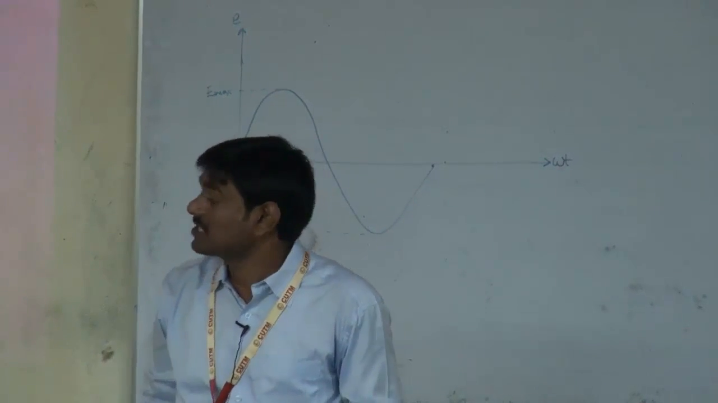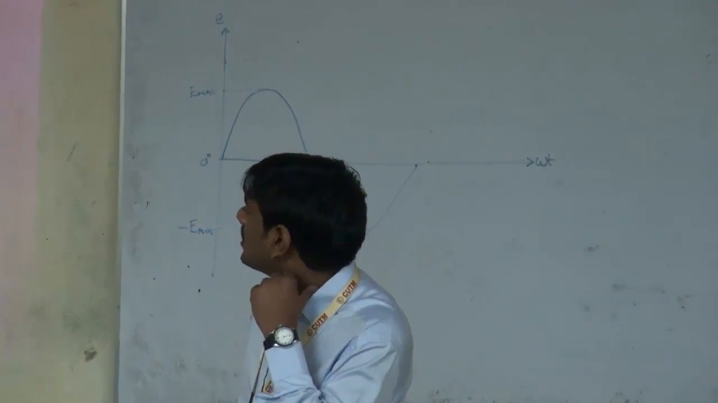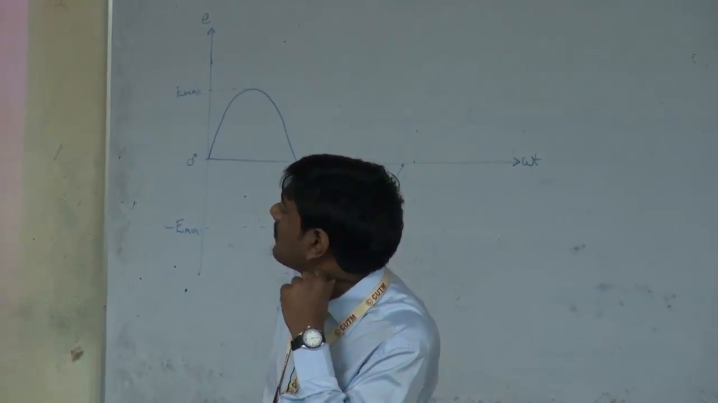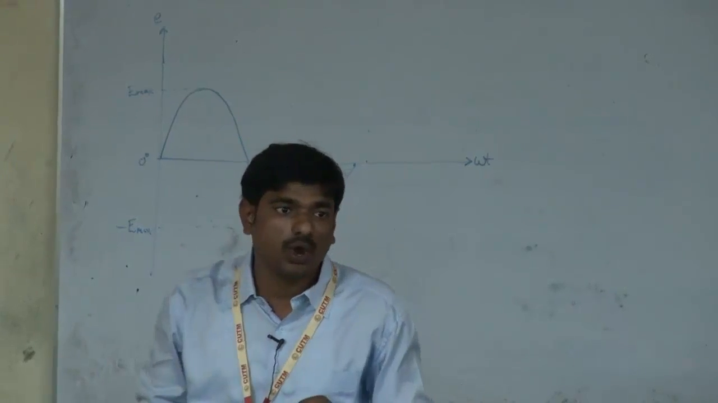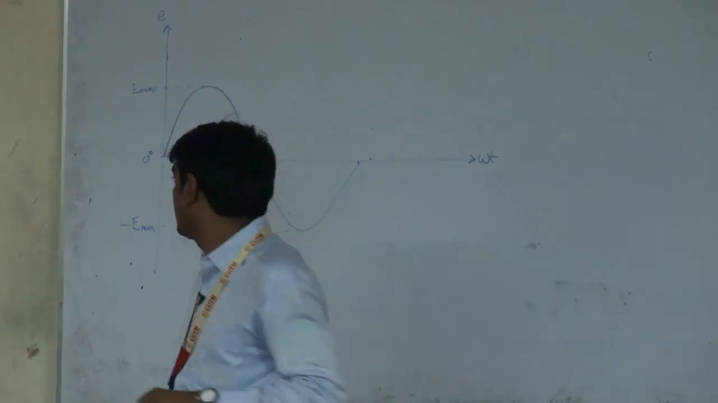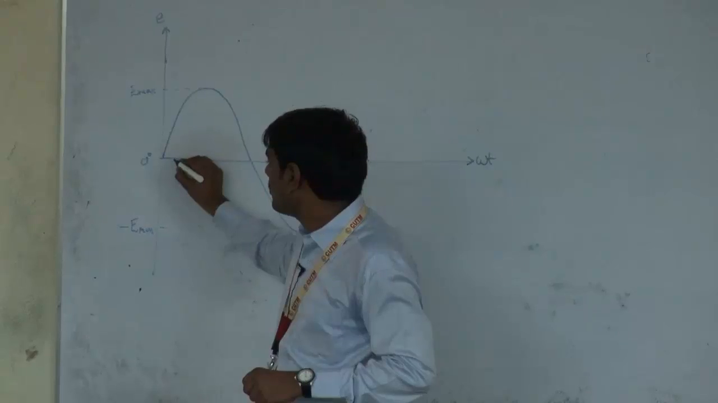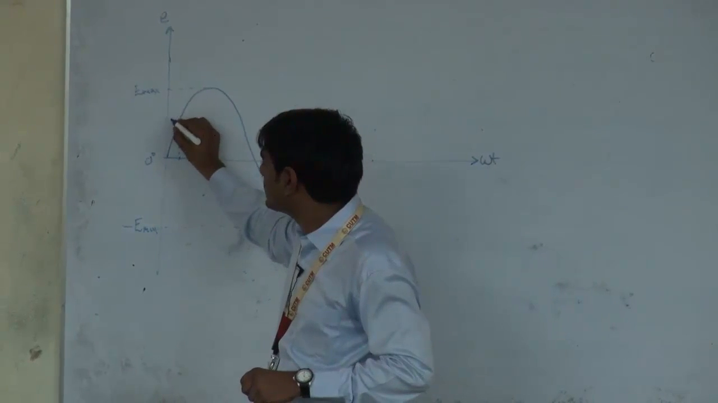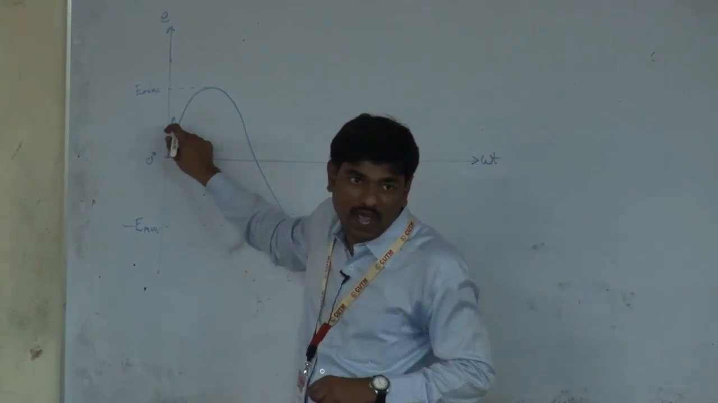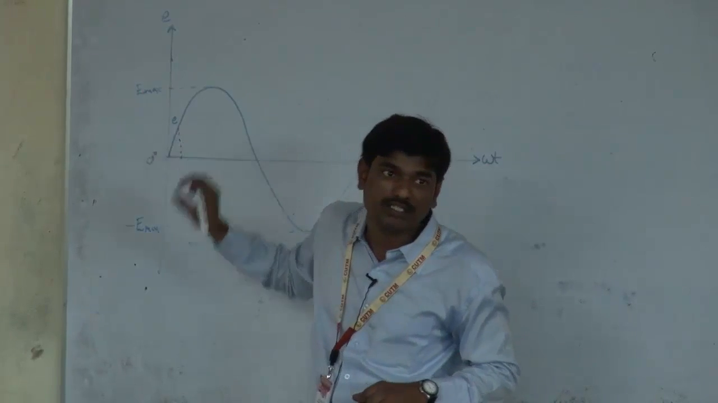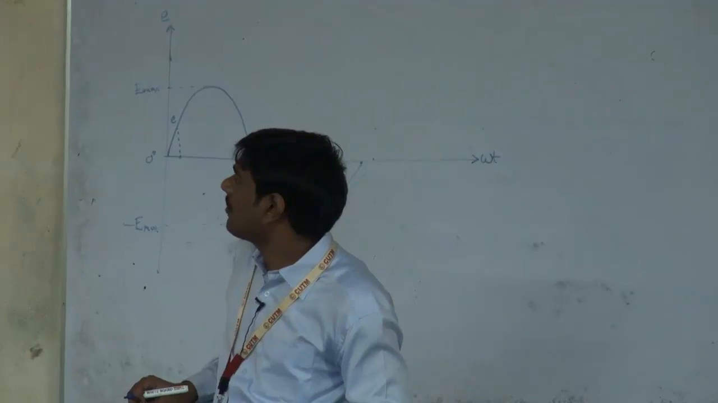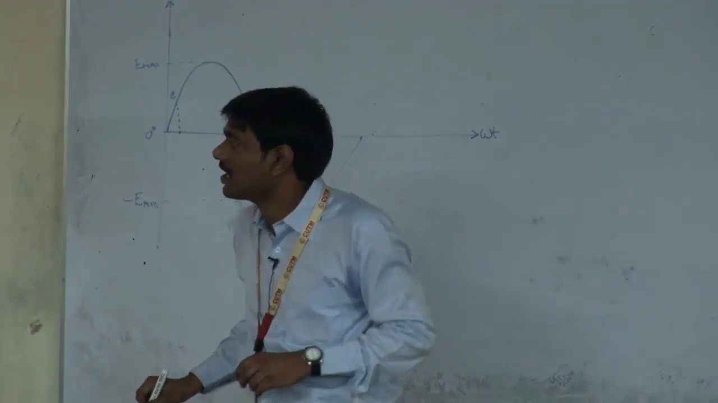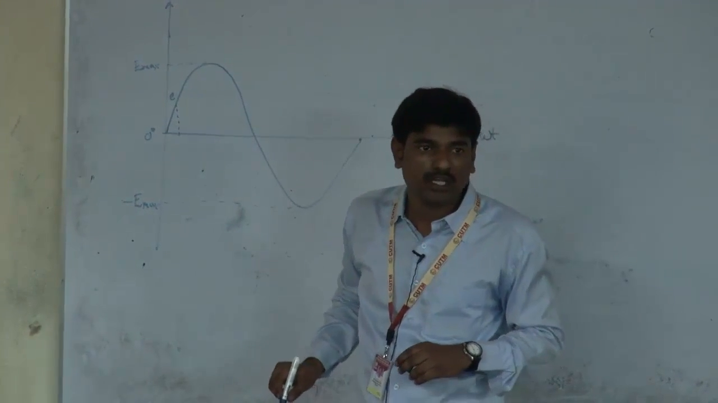The first definition is instantaneous value. The instantaneous value is the value of an alternating quantity at any instant. If we take the value at this instant, this E is the value at this instant, and this is called the instantaneous value.